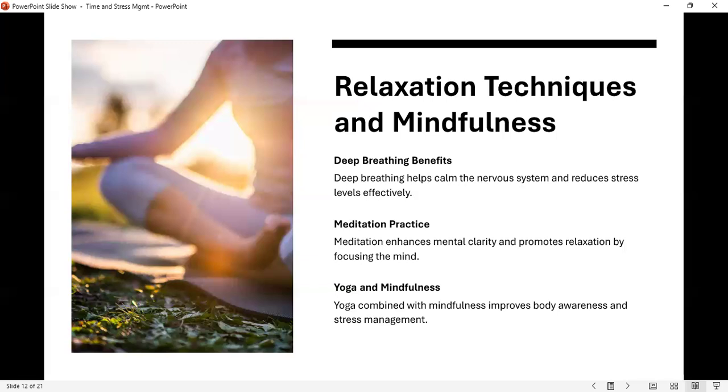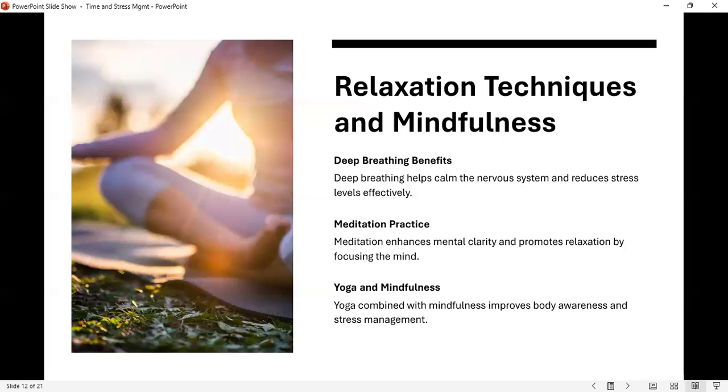So meditation practice. Meditation enhances mental clarity and promotes relaxation by focusing the mind. And like I just talked about, refocusing the mind is super important because when we start going task, task, task, task, we just get wrapped up in the moment, and sometimes we miss some of those more critical tasks that should have been done because we get overwhelmed and we avoid the major task that we think is going to stress us out and do all the other things that probably weren't as important. I know that's one of the things I do.